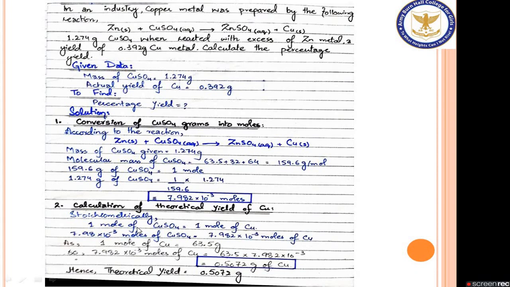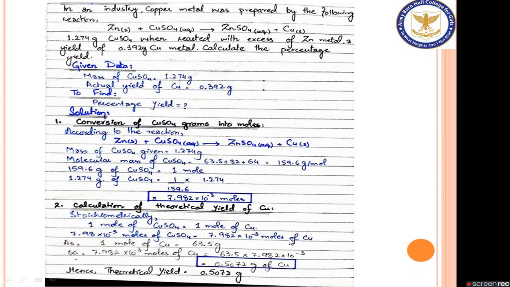So stoichiometrically, if we look at the balanced chemical equation, we can say that 1 mole of the copper sulfate gives us 1 mole of copper. So if we have 7.982 × 10^-3 moles of the copper sulfate, it will give us 7.982 × 10^-3 moles of copper. So in this way we can get the moles of the copper.